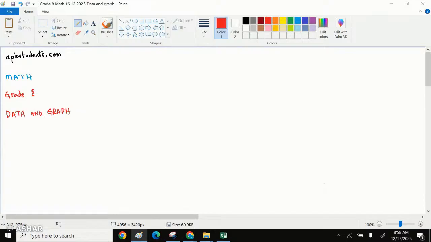Data and graph. Once you're in this, you need to look for lesson number 5. The name of the lesson is create line graphs. Okay, so once you are in the topic, we're in lesson number 5. We'll start off with the lesson.